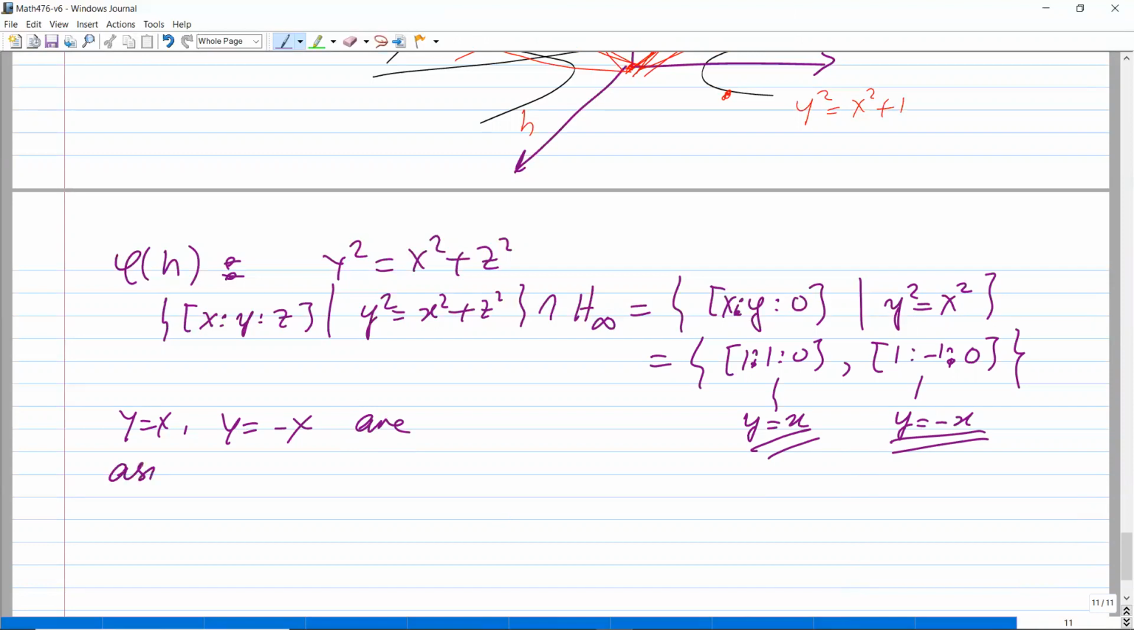asymptotes of y squared is equal to x squared plus one in the xy plane. Since these, y is equal to x and y is equal to minus x, are lines in the xy plane, they represent two different points in the projective space, of course, and they're at infinity. Okay, that's it about these examples. Now let's continue, move on.